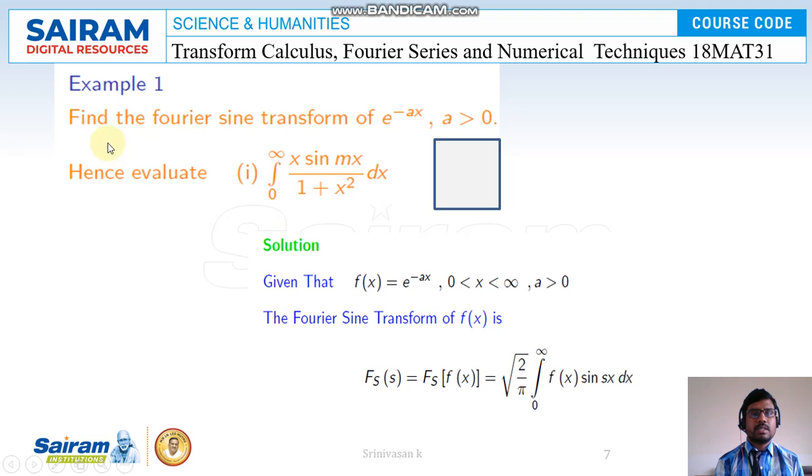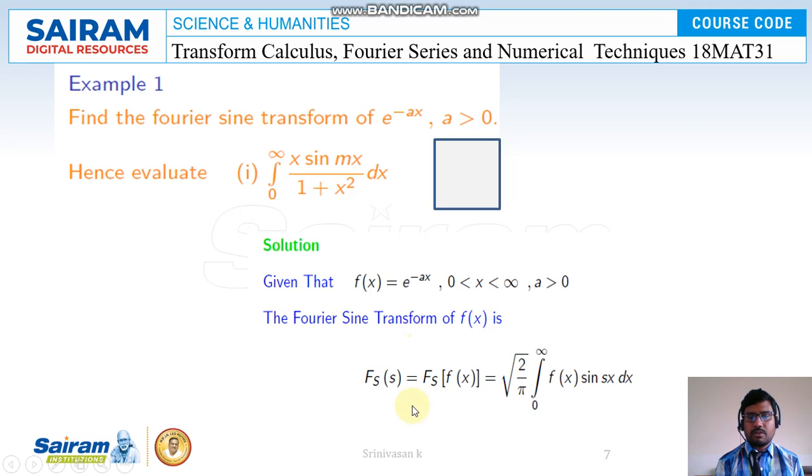See the next problem. Find the Fourier sine transform of e power minus ax, a greater than 0. Hence evaluate the integral 0 to infinity x sine mx divided by 1 plus x square dx. So first we have to find the Fourier sine transform. If you want to solve the deduction, we can apply the inverse sine transform formula. So first we find the Fourier sine transform, and then we solve the deduction by using the inverse Fourier sine transform.